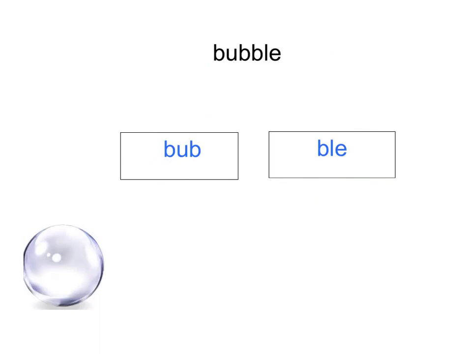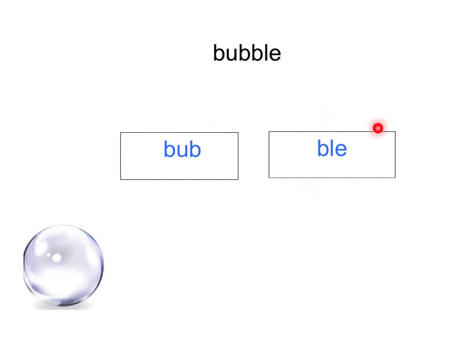I noticed that syllable number 1 ends in a consonant. That vowel is closed in. And when I say the word bubble, I also can hear that the U is making its short sound. It's saying uh. That makes this syllable closed.